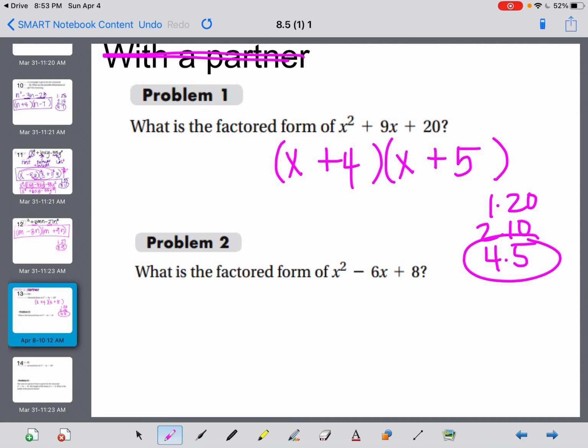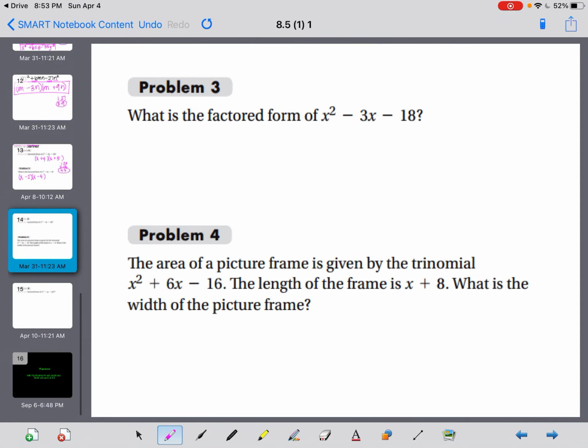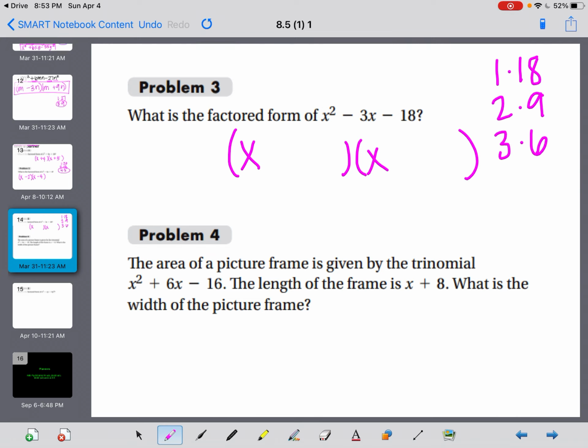Okay, down here I have an x and an x, and I need numbers to multiply to be 8, but add to be negative 6. This time I'm going to need both a negative 2 and a negative 4. Okay, I'm going to need 2 x's, multiply to be negative 18, but add to be negative 3. Okay, well, factors of 18, 1 and 18, 2 and 9, 3 and 6. 3 and 6 I can get to equal a negative 3 if I have a positive 3 and a negative 6.